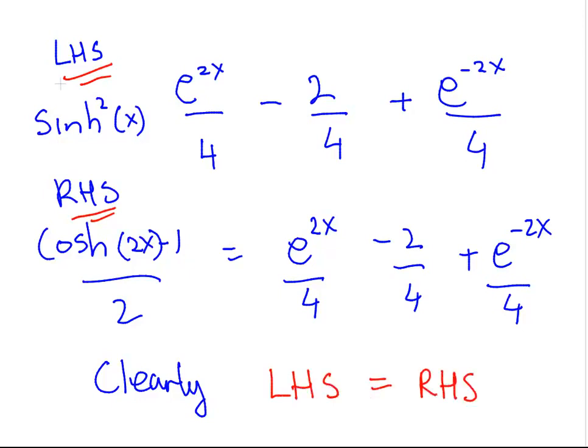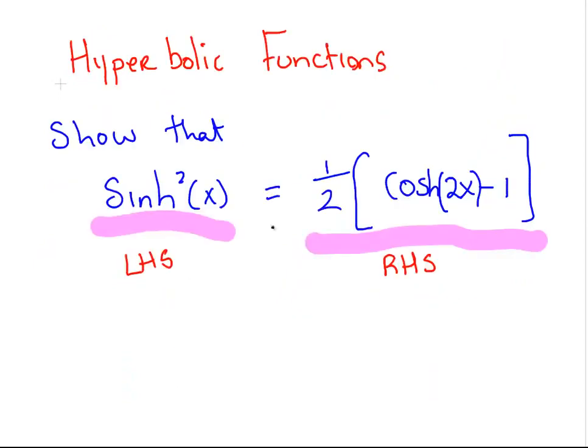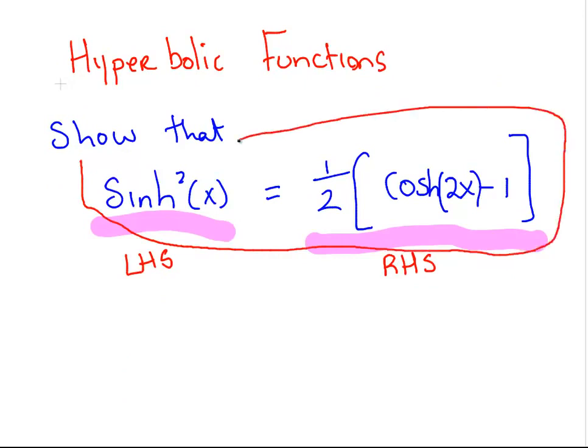So therefore we can say that this is proven now. When you answer this, be very clear about that final part. Left hand side equals right hand side, so therefore we have shown that sinh squared x equals a half of cosh 2x minus 1. Just remember to explicitly state the actual answer. Alright, we'll leave that one there.